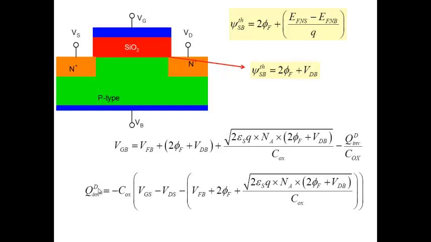I can take this equation and rearrange it. Q inversion D equals minus Cox. Now note VGB minus VDB will be equal to VGD, which I can write as VGS minus VDS. So I have VGS minus VDS, and all these other terms I've collected here. So Q inversion is minus Cox times VGS minus VDS here.